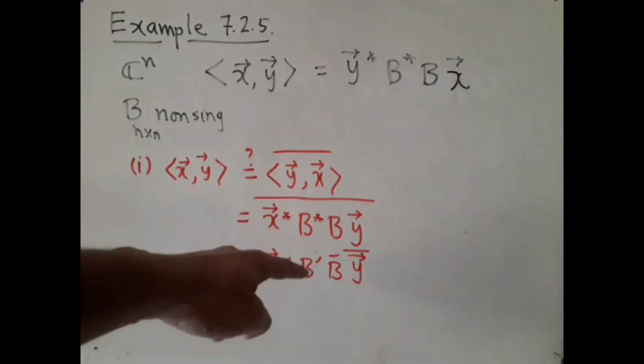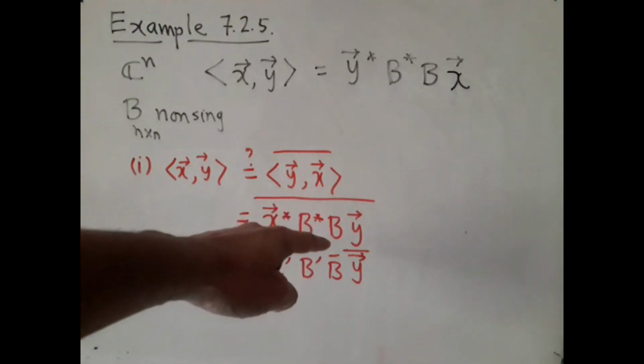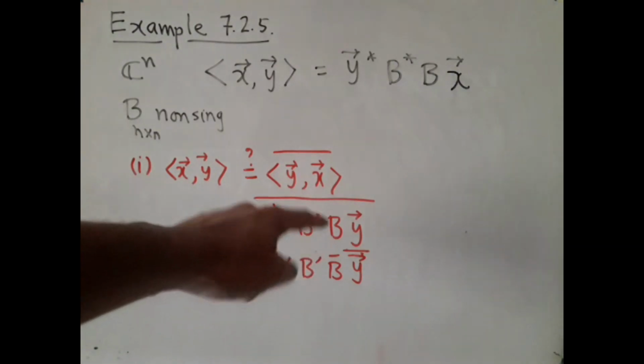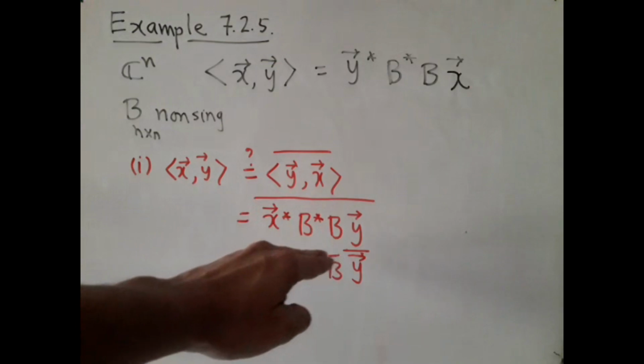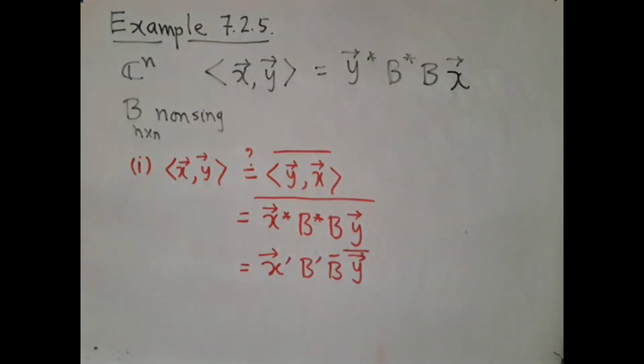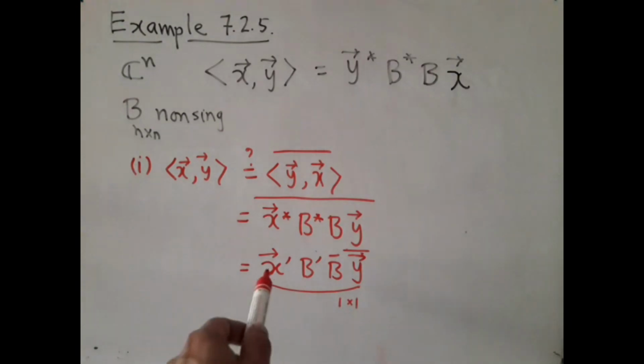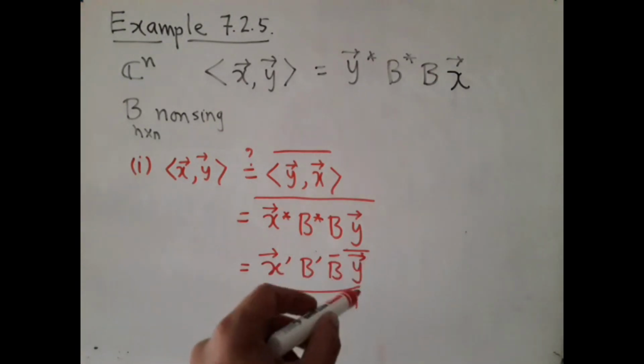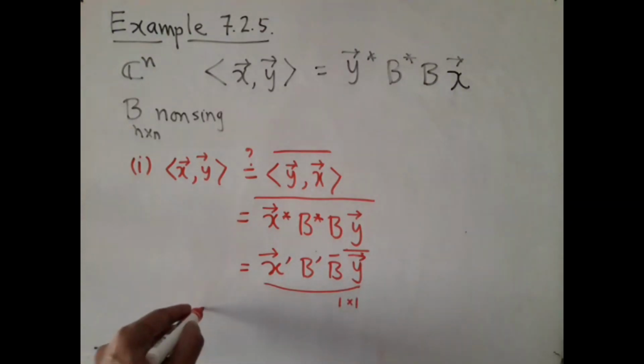Similarly, b star becomes just b prime, so this will become just its complex conjugate b bar, and y will become its complex conjugate y bar. At this point, we are going to employ a trick. Just observe that this quantity is a 1 by 1 thing, that is, just a number. As a result, if I take its transpose, it remains the same thing. So I will take the transpose of this, which is the following.